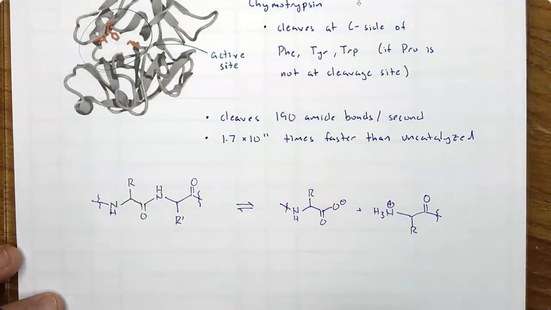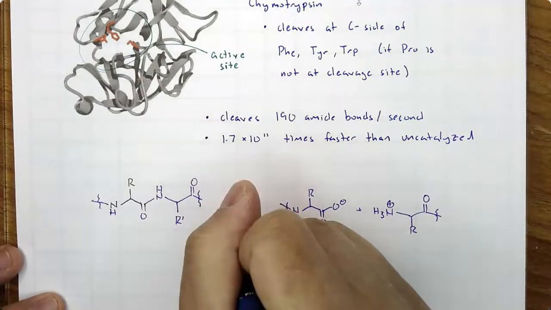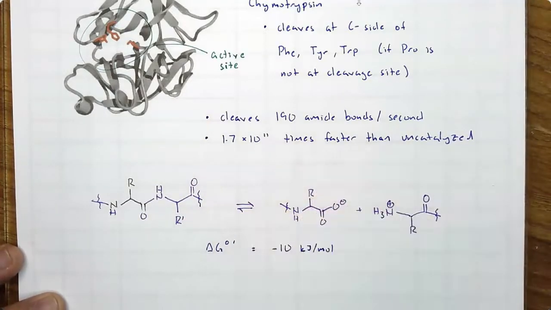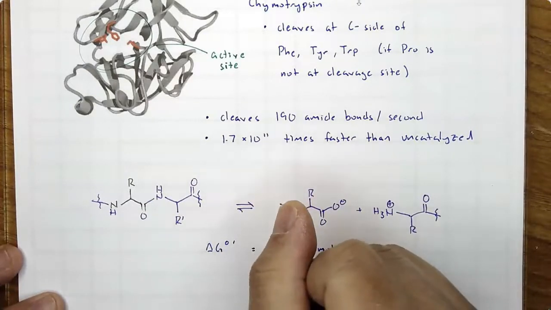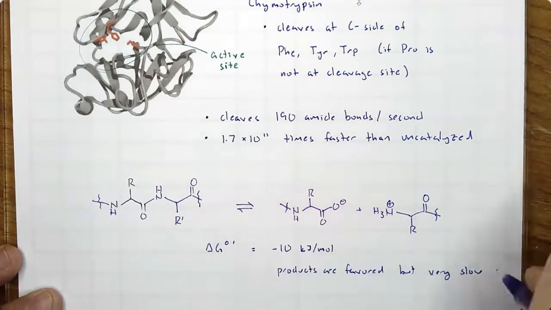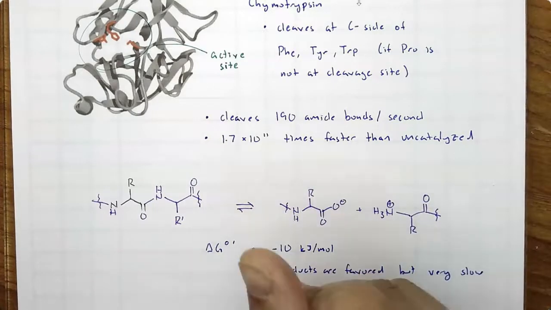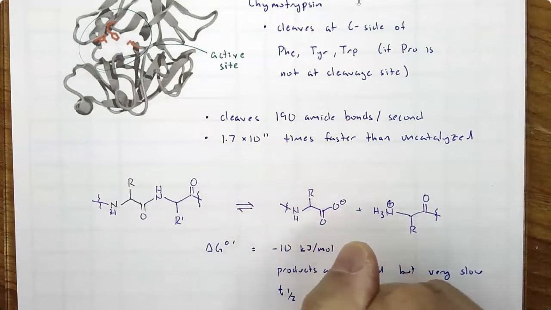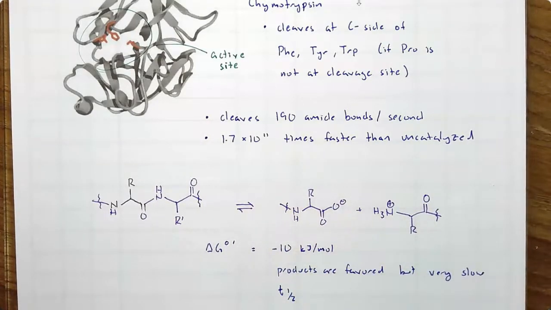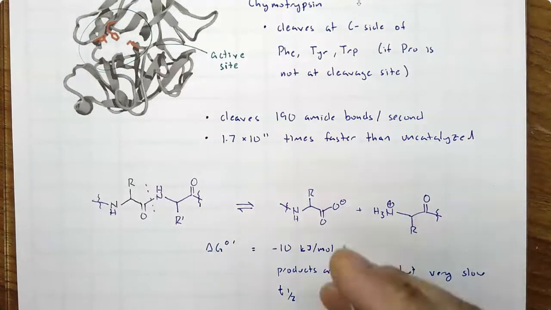If you recall the delta G, so it is thermodynamically favorable. Products are favored. Actually, the half-life for this peptide cleavage right here is about 20 years.